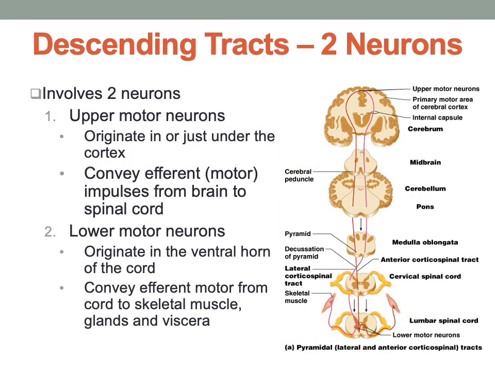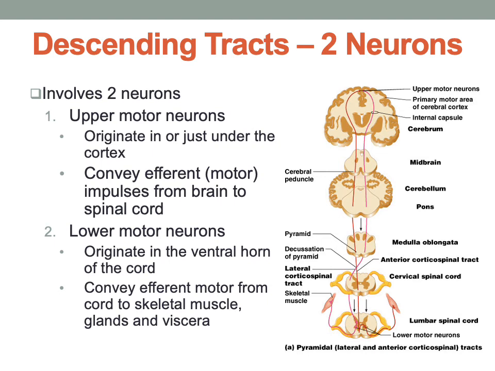Descending tracts are made up of two neurons, an upper motor neuron and a lower motor neuron. Upper motor neurons originate in or just under the cortex, and they convey efferent or motor impulses from the brain to the spinal cord. Lower motor neurons that are somatic in origin will be found in the ventral horn of the cord, or autonomic motor neurons will be found in the lateral horn of the cord.